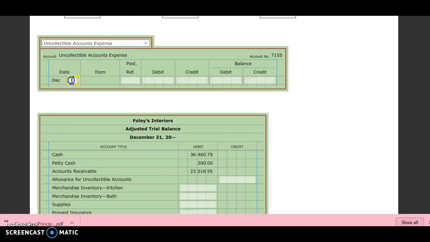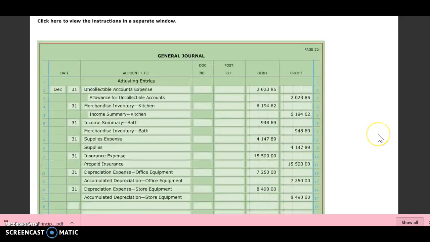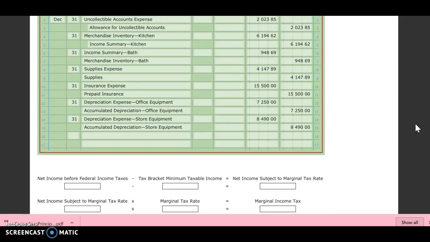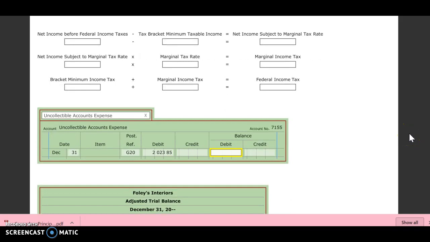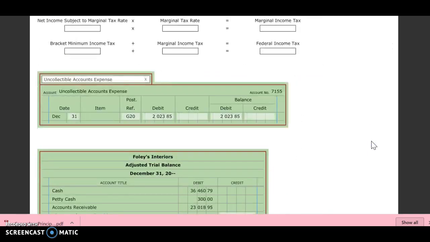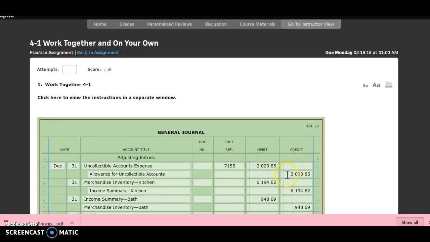There it is. So date is the 31st. Post reference was journal page 20. We are debiting that account for 2,023.85. Our new balance then is 2,023.85. Account number 7150 is going to go back up. Did I say 50 or 55? I can't remember. It should be 55.